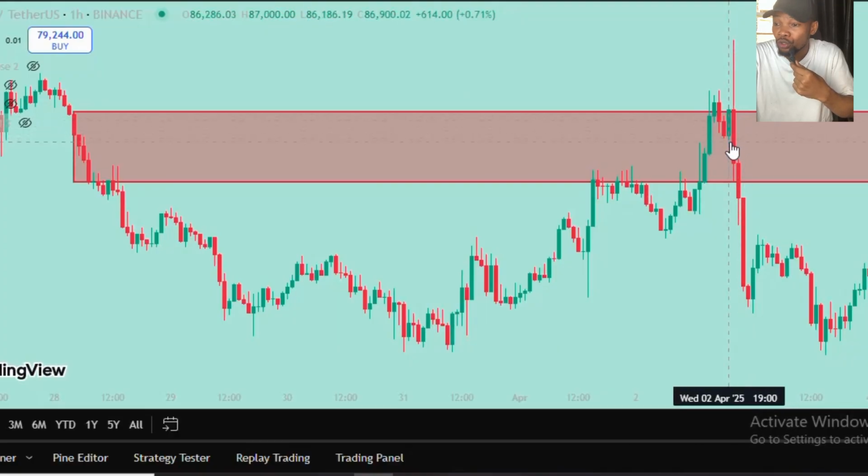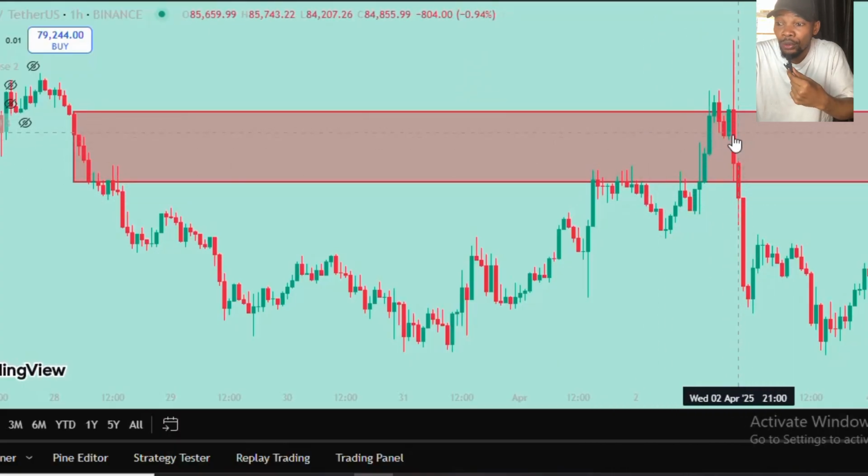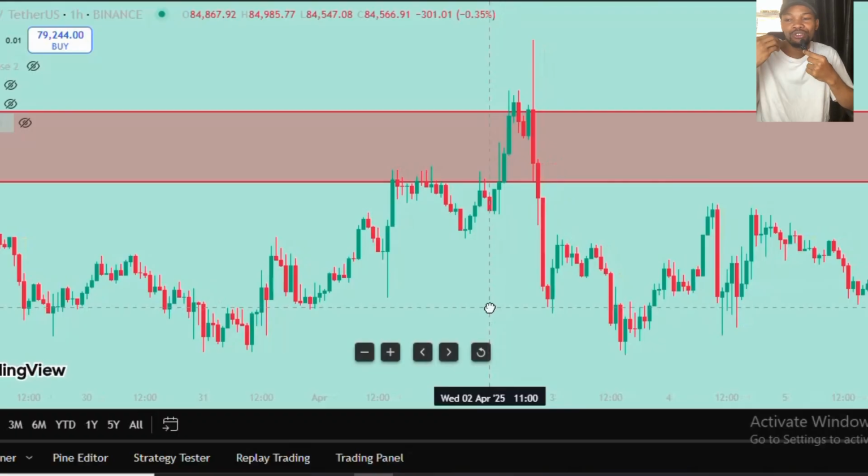This is just the confirmation of what we are looking for. This is a fair value gap, but in fact, it's not even a fair value gap. This is a fair value gap here. This is what we are looking for, and you would have entered the trade here, the price would have come down. So this is a very, very important strategy that you can use every day.